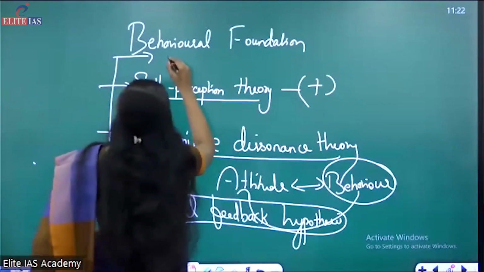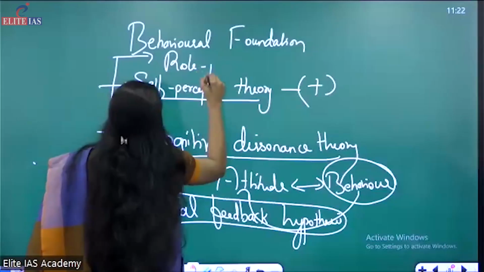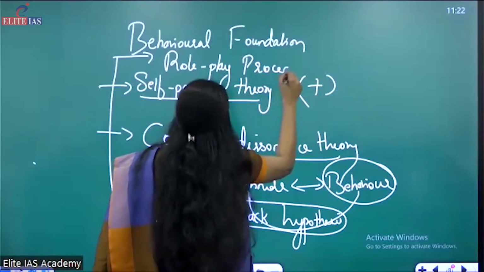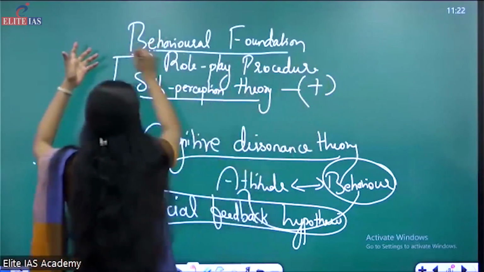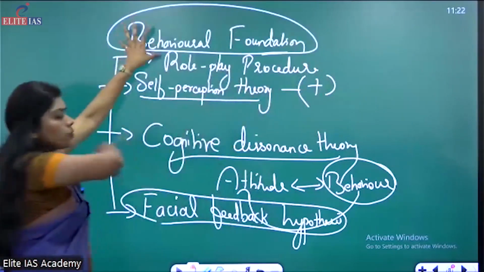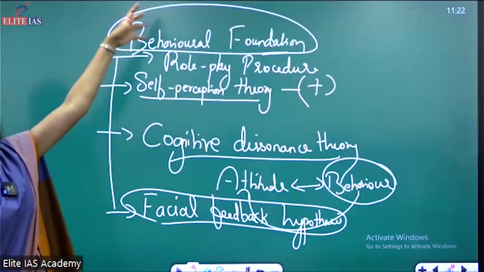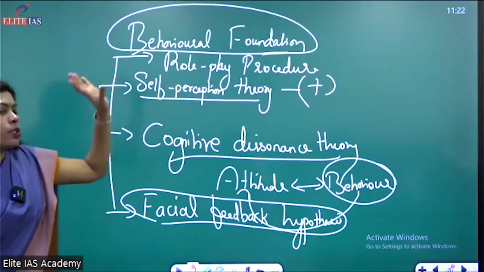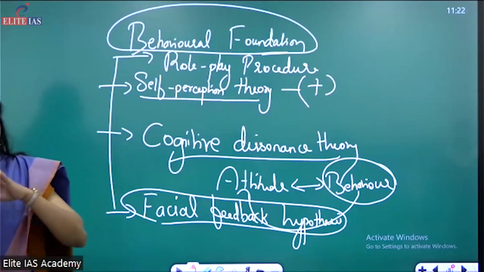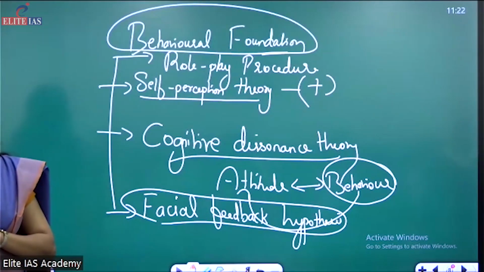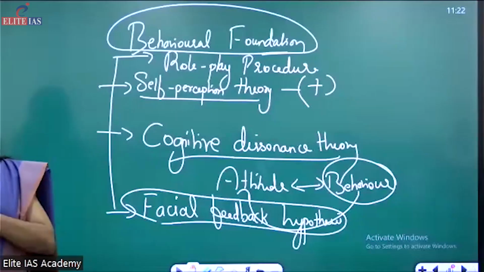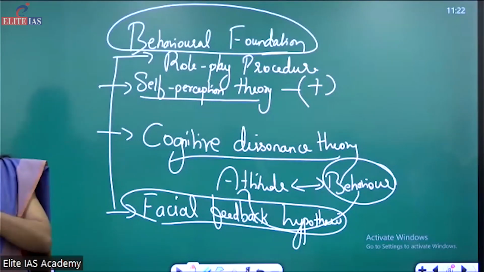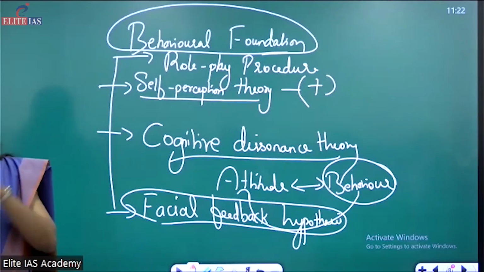Then role play procedure. They say the way you behave, and then you form your attitude. So this also comes under attitude change. That is why this is a behavioral foundation. After watching your behavior, you change your attitude or form an attitude. So in role play procedure, what happens? Suppose that person is a chain smoker. Now he is asked to play a role, in a movie or in a drama, a school drama, a college drama, something.